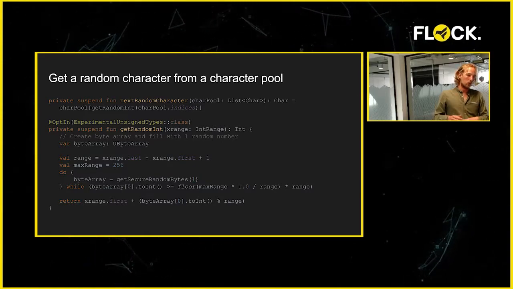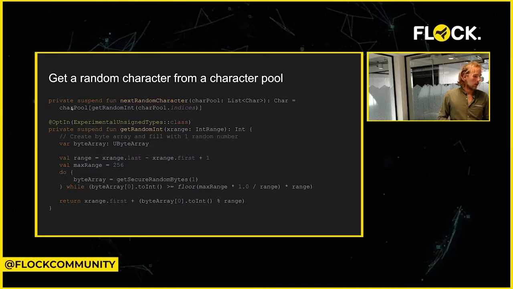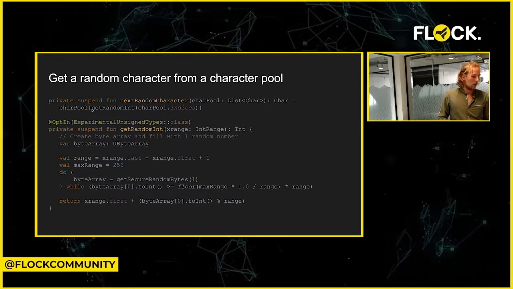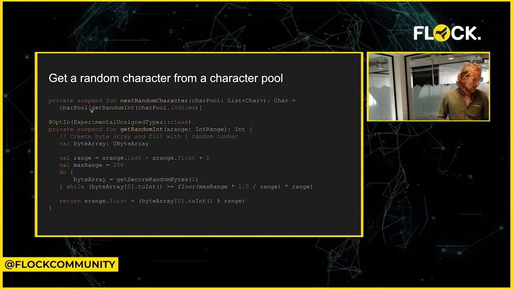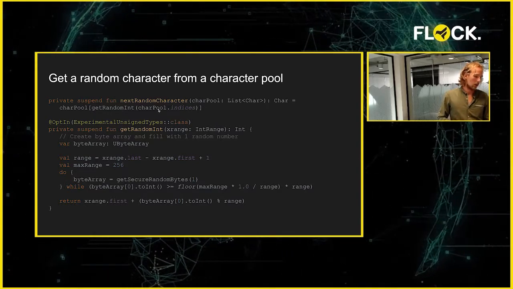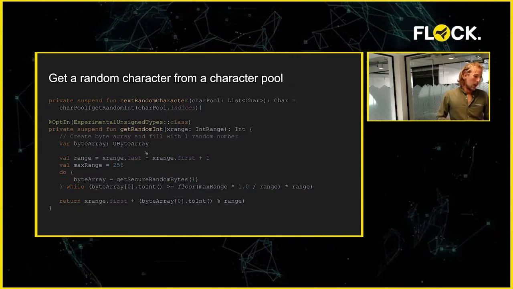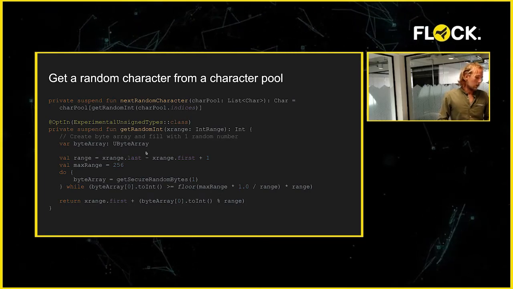So we have a character pool with essentially a list of characters, and we basically say from that character pool, get a character at a certain index, and that index is determined by getting a random int based on the size of the character pool. Then we already start to get into a little more complicated stuff.